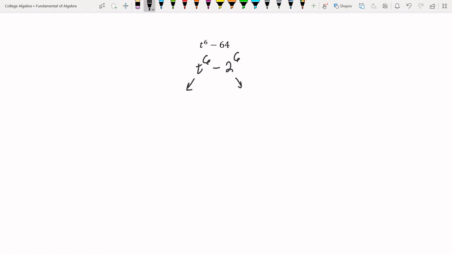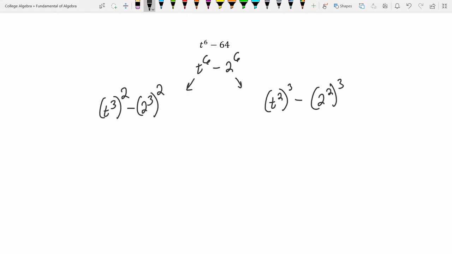If I said t cubed squared minus 2 cubed squared, that gives me a difference of 2 squares. I can also say t squared cubed minus 2 squared cubed. That gives me a difference of 2 cubes.